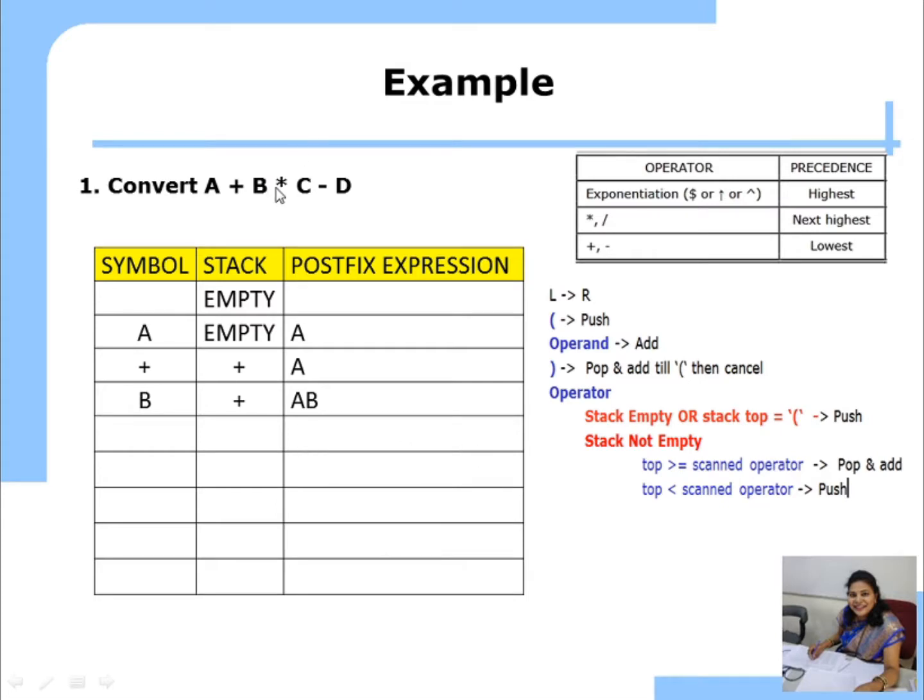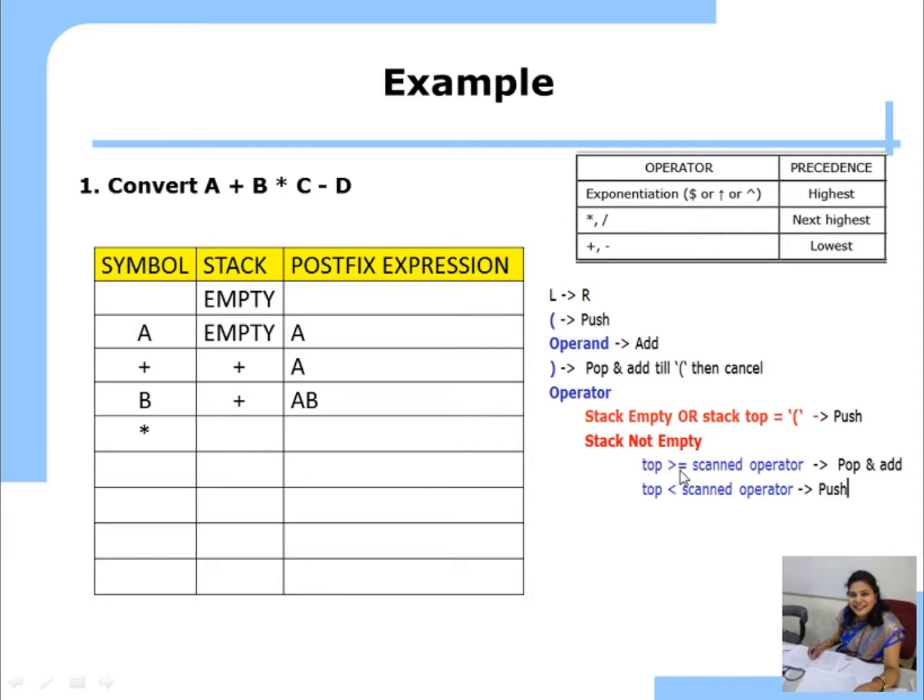Next is A, after B there is a multiplication sign. What is it? Is it an operator, an operand, or a left or right parenthesis? It is an operator. So apply the rule for the operator. If an operator is encountered, check whether your stack is empty or not. Your stack is not empty. The stack has plus.